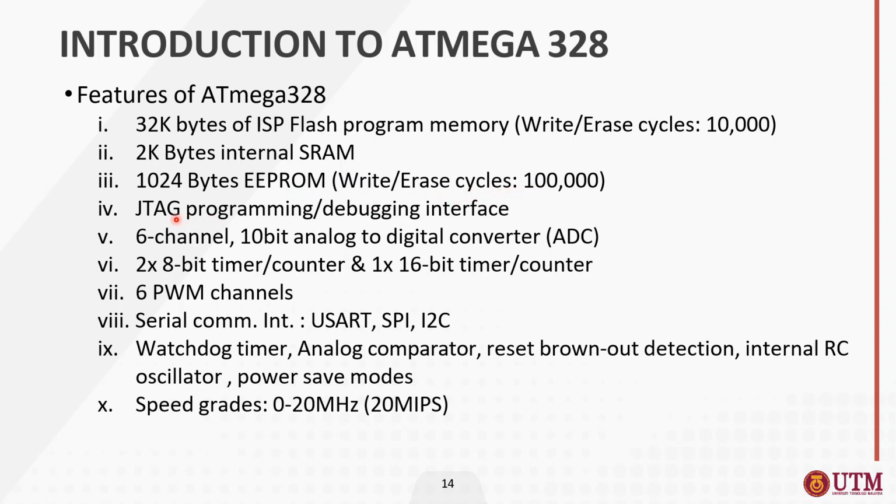Next, they have the JTAG programming and debugging interface, 6-channel 10-bit ADCs, and 2 units of 8-bit timer/counters and 1 16-bit timer/counter. These are for the clock, and also for delays, timing, and so on. They also have 6 PWM channels. For serial communication, they use USART, SPI, and I2C interfaces. Then there are the watchdog timer, analog comparator, reset, brownout detection, internal RC oscillator, and power save modes.